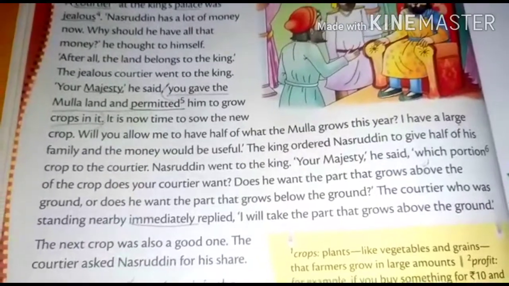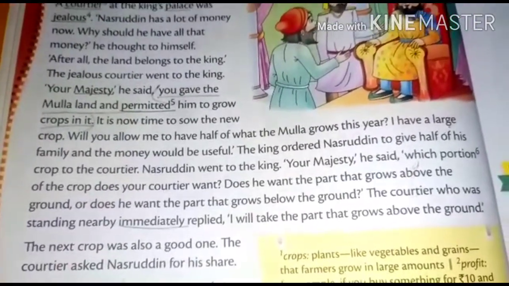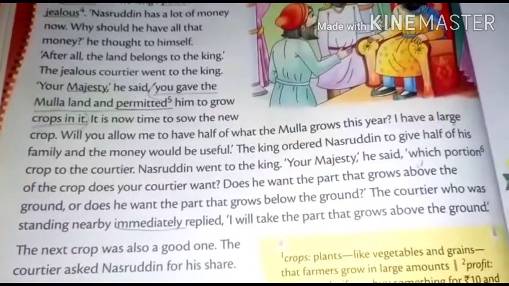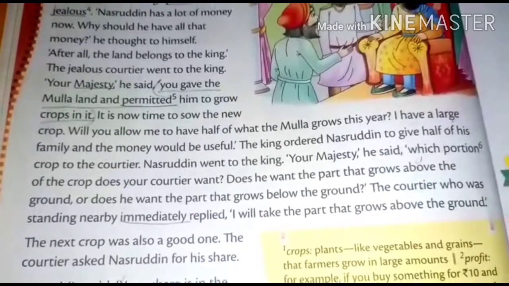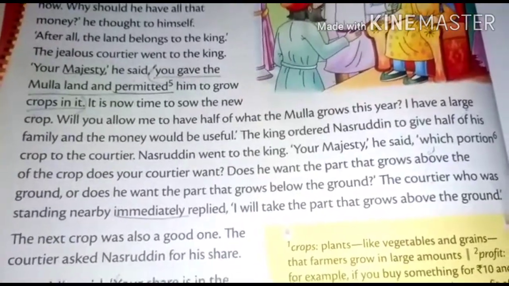Now he said that whatever half of the crop there is, you will give it to the courtier. So Nasiruddin went to the king and said, Your Majesty, which portion of the crop does your courtier want? That is, which part of the crop does the courtier want?